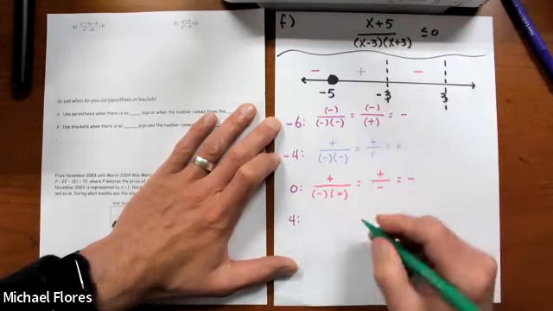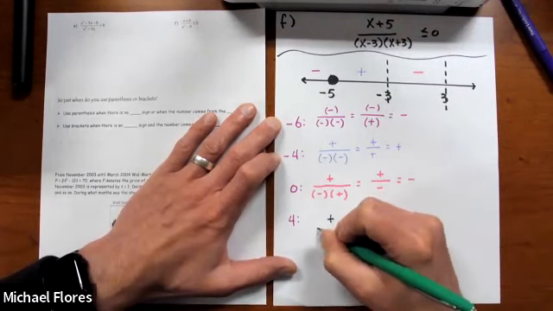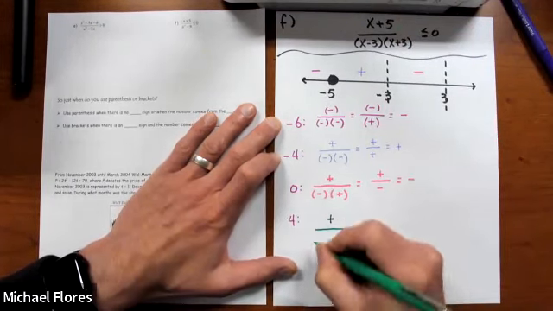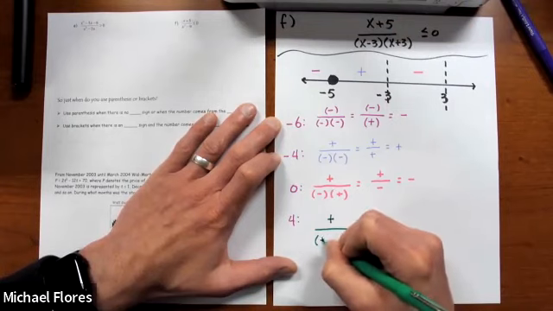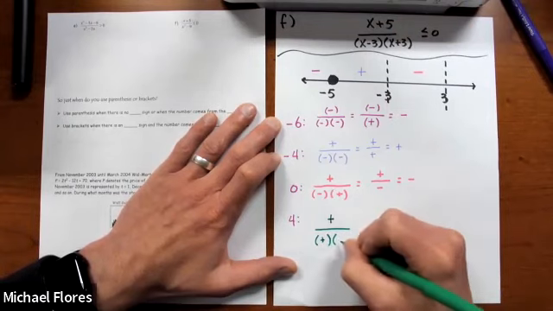Let's take 4 and plug it in. 4 plus 5, that's a positive number. 4 minus 3, that's a positive. 4 plus 3, that's a positive.